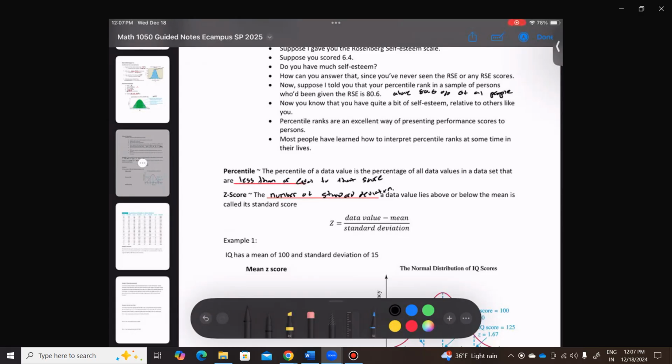Right. If your data value is less than the mean, you'll end up with a negative. If your data value is the mean, you'll end up with 0. If your data value is above the mean, you'll end up with a positive value.